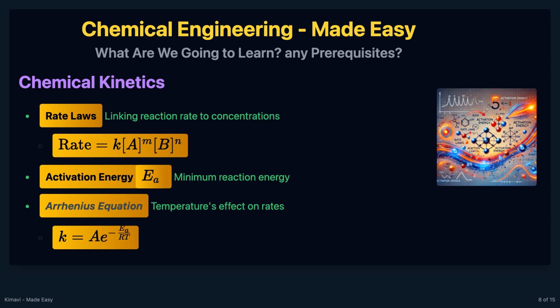Activation energy, denoted as Ea, is the minimum energy required for a reaction. The Arrhenius equation describes the temperature dependence of reaction rates and is given by k = A e^(-Ea/RT), where A is the pre-exponential factor, Ea is the activation energy, R is the gas constant, and T is the temperature.